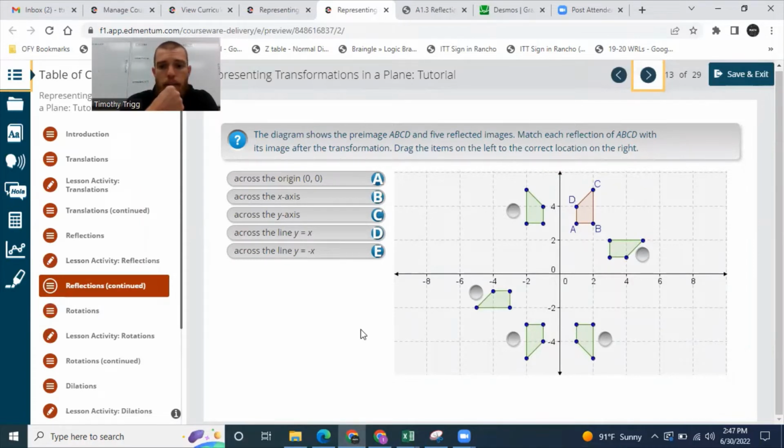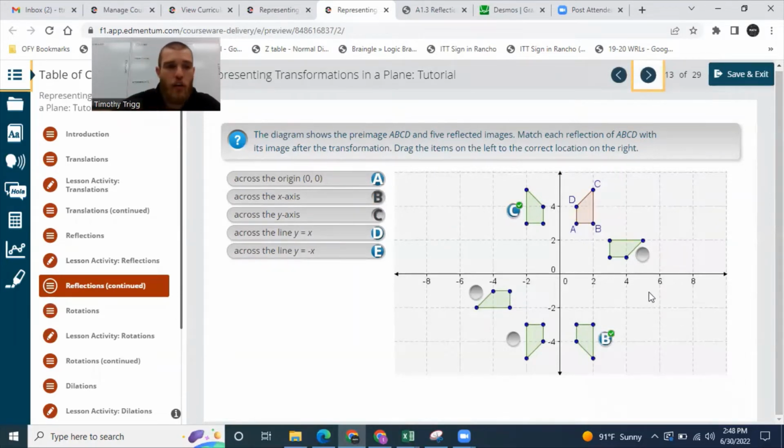All right. Let's start with some of the easier lines of reflection. So notice ABCD, and then I'm looking at this quadrilateral here. That's clearly reflected across the y-axis. So across the y-axis, right there. This one, going down to this one down here, that's reflected across the x-axis. So we're going to put reflected across the x-axis there.